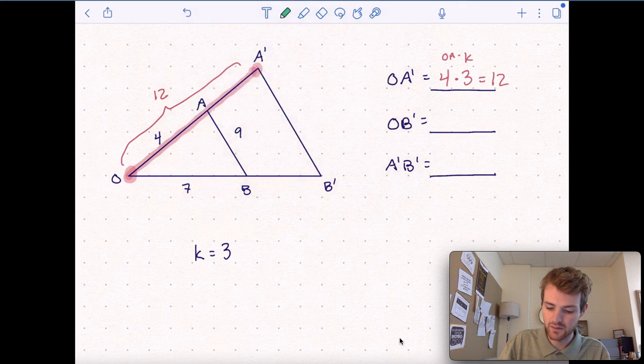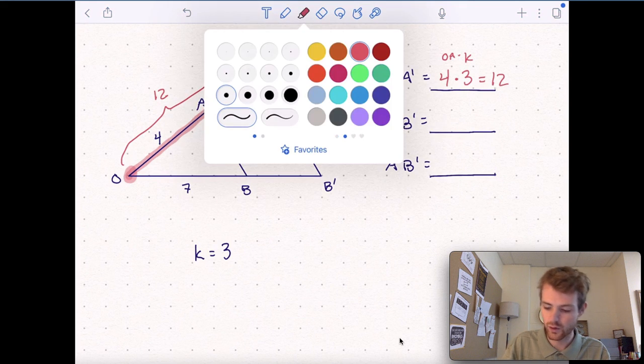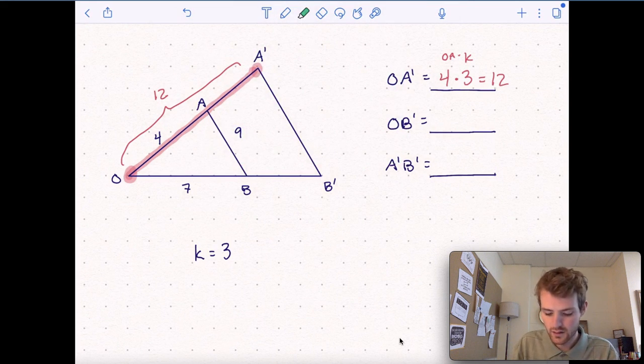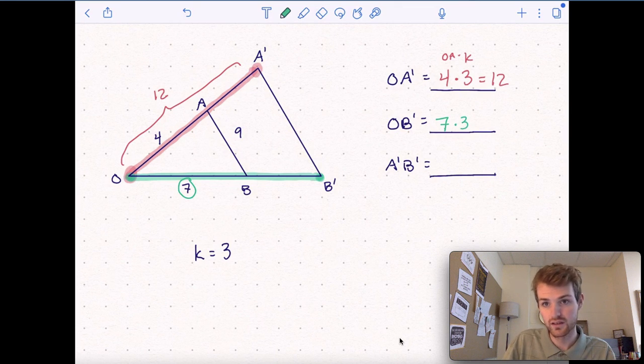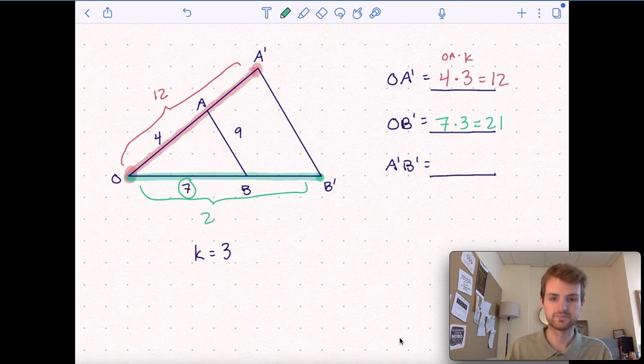We'll do the same thing for OB prime. O and B prime tells us that I'm looking at this full length. I see OB is 7, and I know my scale factor is 3. So when I multiply those, I get 21.